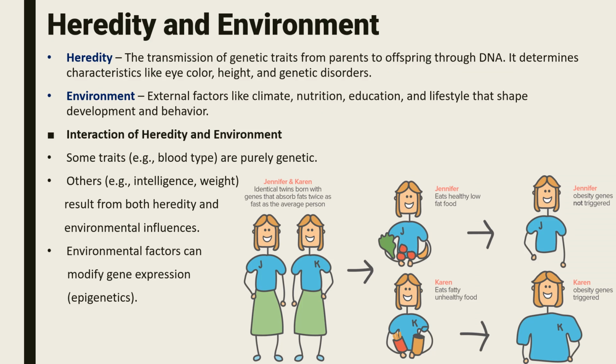Heredity and environment. Heredity is the transmission of genetic traits from parents to offspring through DNA, and it determines character. For example, eye color, height, and genetic disorders. Environment means external factors like climate, nutrition, education, and lifestyle that shape development and behavior.